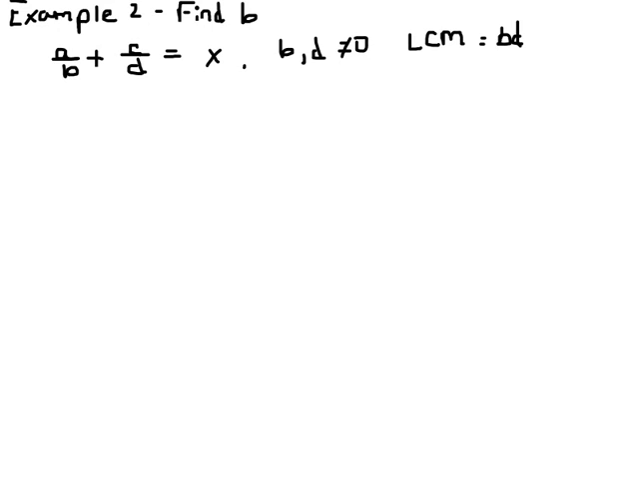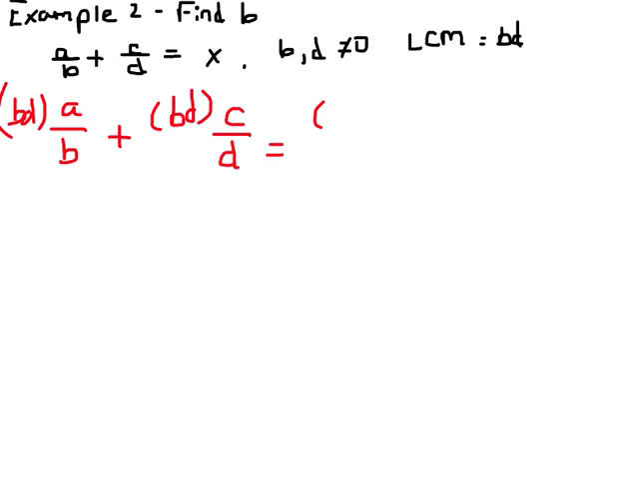In this example, we're told that we have to find b, and our least common multiple is bd, and neither one of those can equal 0. So let's say bd times a over b plus bd times c over d equals bd, I'm sorry, not d, times x. I was thinking x. All right, and then when we cross cancel, the b's will cancel out, leaving us with ad. Here the d's cancel out, leaving us with bc equals bdx.